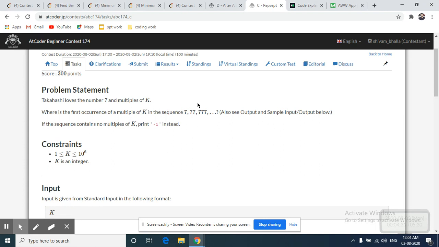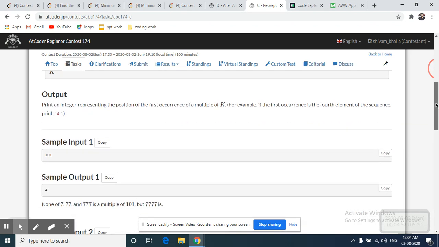You are given k, and you have to find out the first occurrence of a multiple of k in this sequence. The sequence is 7, 2 times 7, 3 times 7, 4 times 7 and so on. So you have to find out the first occurrence of a multiple of k. Else, if no multiple of k exists, you have to return minus 1.